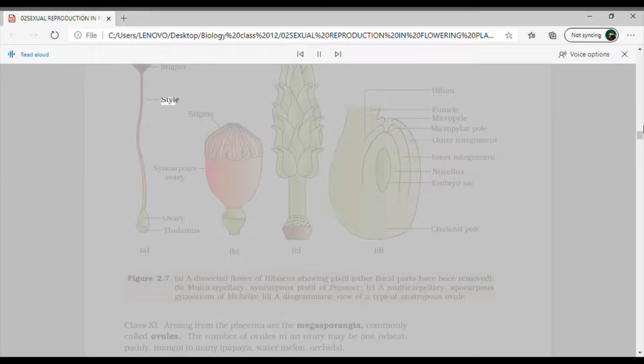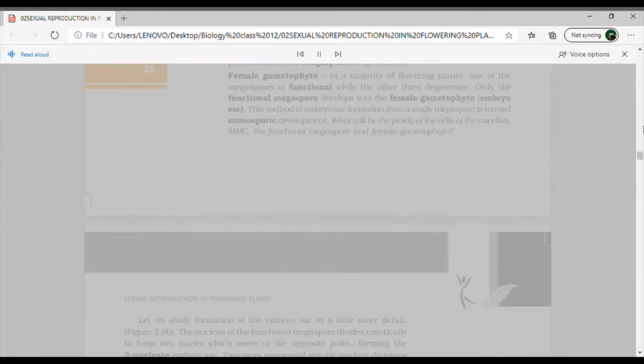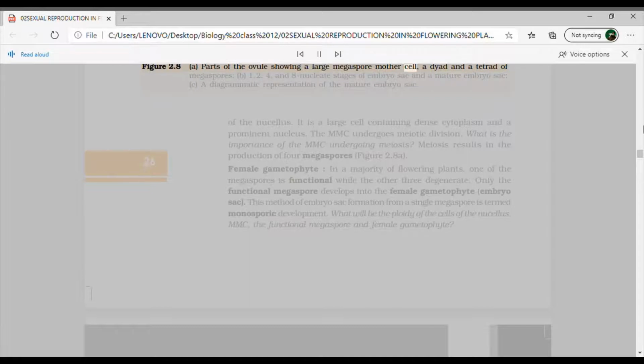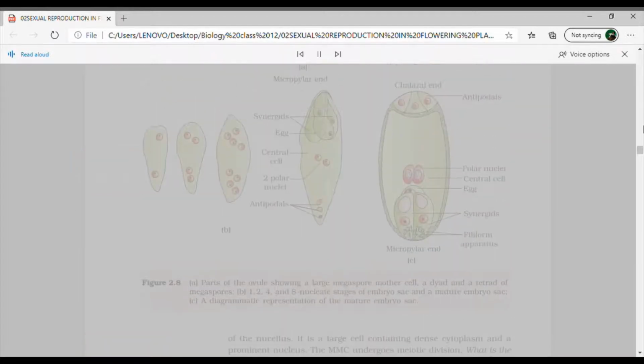Figure 2.7: A. A dissected flower of hibiscus showing pistil. Other floral parts have been removed. B. Multicarpellary, syncarpous pistil of Papaver. C. A multicarpellary, apicarpous gynoecium of Michelia. D. A diagrammatic view of a typical anatropous ovule. Figure 2.8: A. Parts of the ovule showing a large megaspore mother cell, a dyad, and a tetrad of megaspores. B. 1, 2, 4, and 8 nucleate stages of embryo sac and a mature embryo sac. C. A diagrammatic representation of the mature embryo sac.